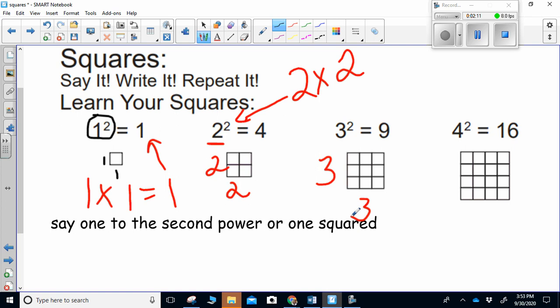So the area of this figure is 9 square units. Okay. Finally, 4 to the second power means 4 on that side and 4 on that side. So this expression, 4 to the second power, actually means 4 times 4. And 4 times 4, of course, is 16.